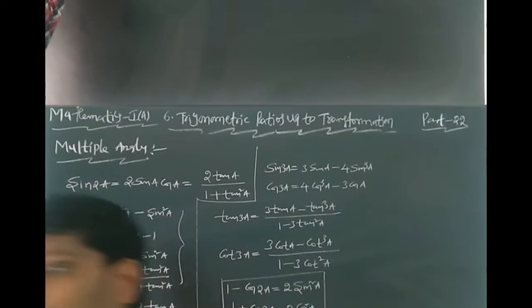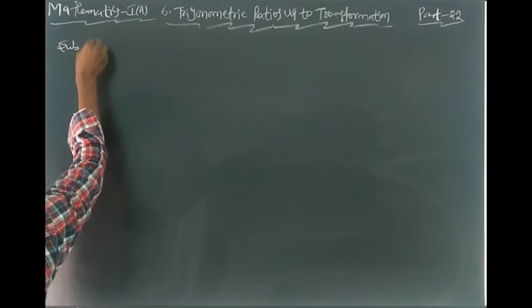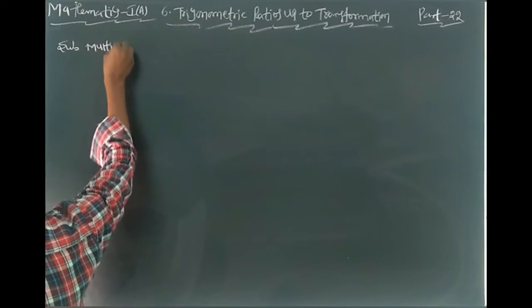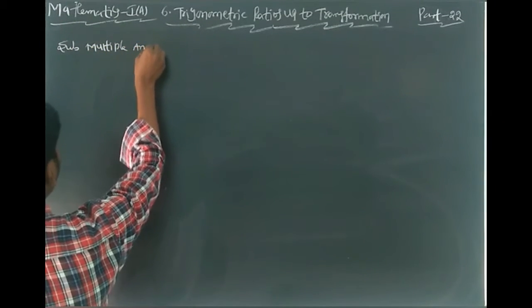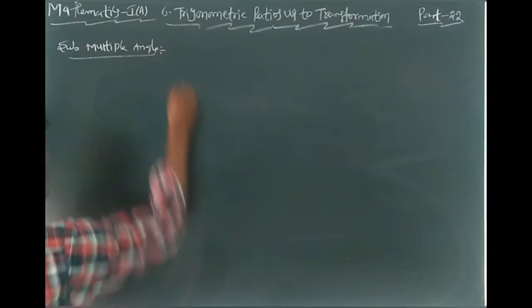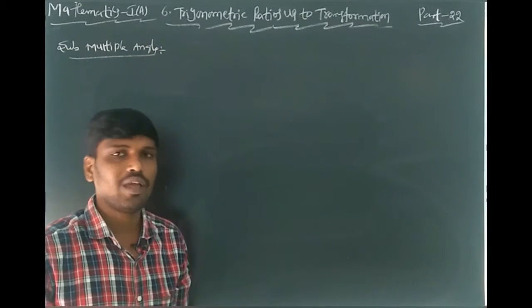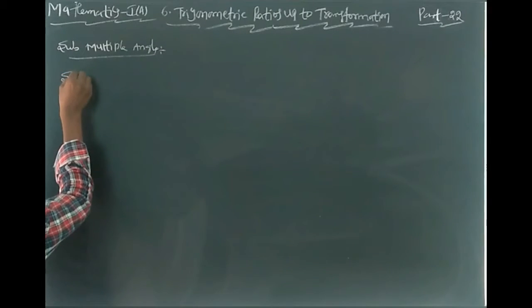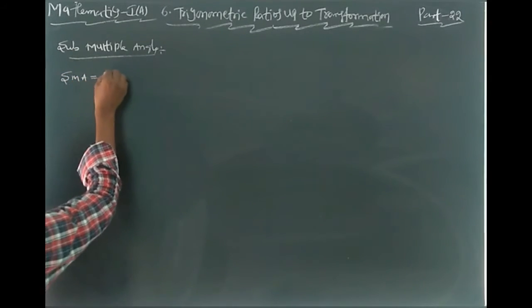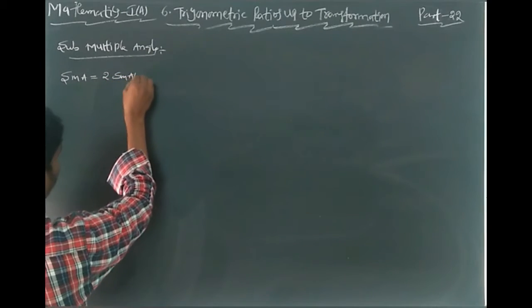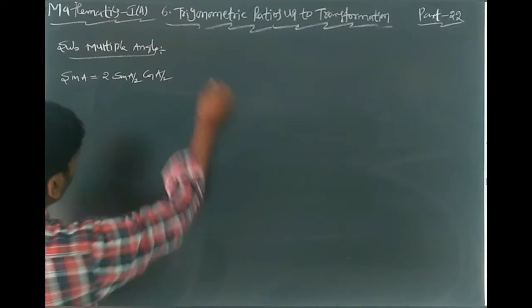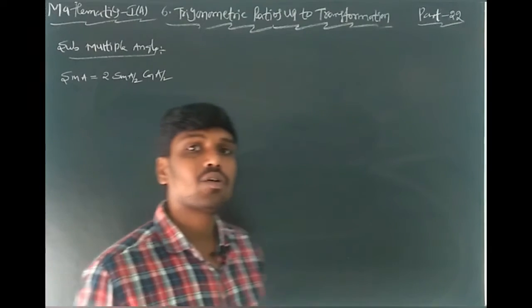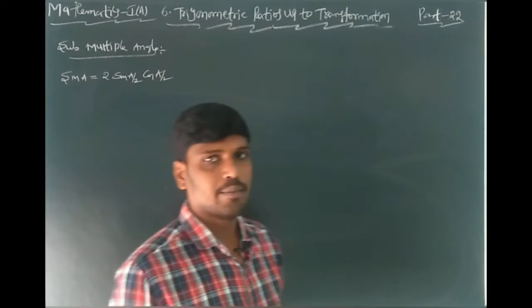Next, submultiple angles. Already completed multiple angles. Next, discuss submultiple angles. Submultiple angles, first formula: sin a is equal to 2 sin a by 2 cos a by 2. What is the formula of sin a? Sin a equal to 2 sin a by 2 cos a by 2.